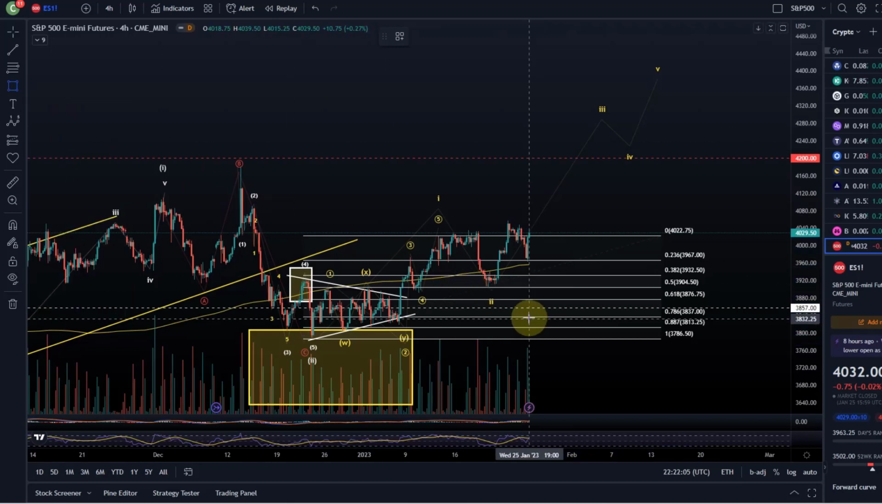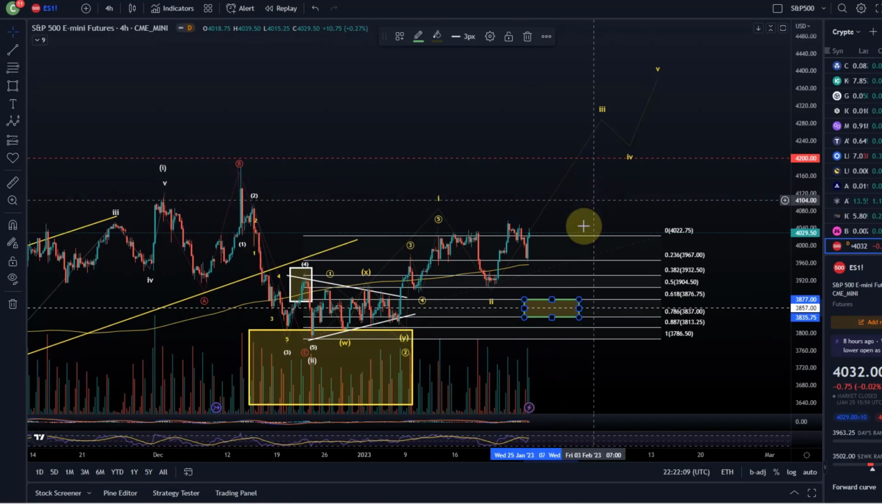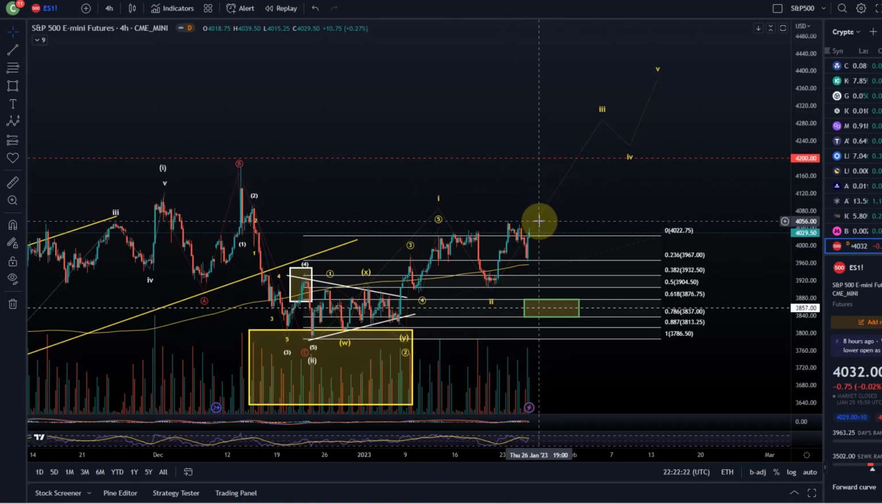Now I can't guarantee it will, but it might be a potential entry point, a pullback trade in this C wave. Or alternatively, it could also be another 1-2 setup, but that might not go down that low. So if we turn around from here directly and break out above the previous high at 4,060, I think we've got another 1-2 setup here.